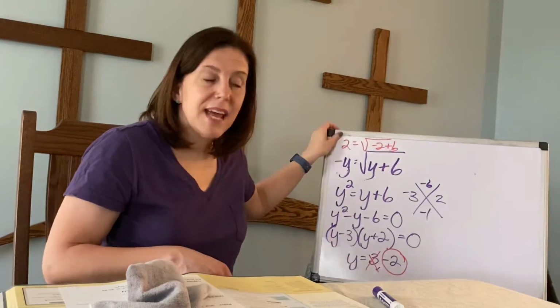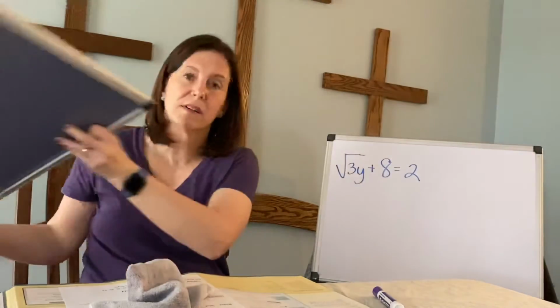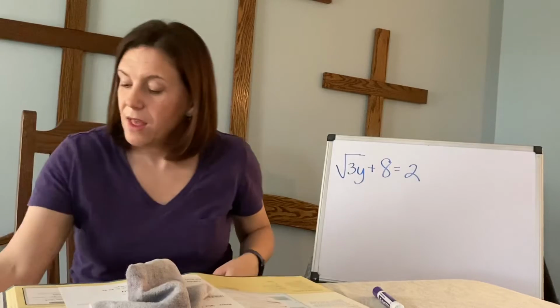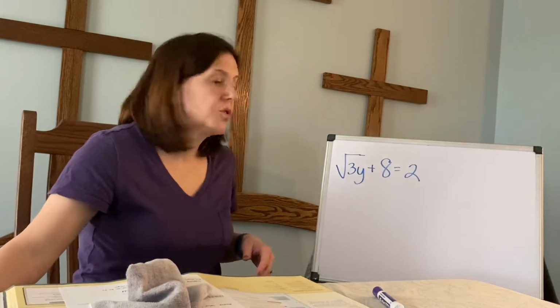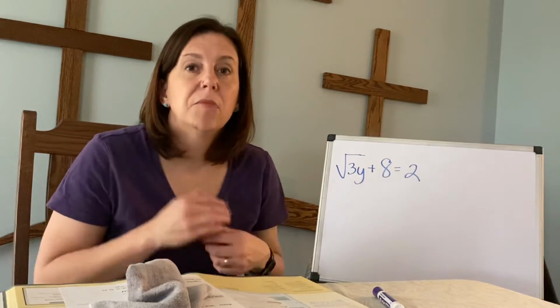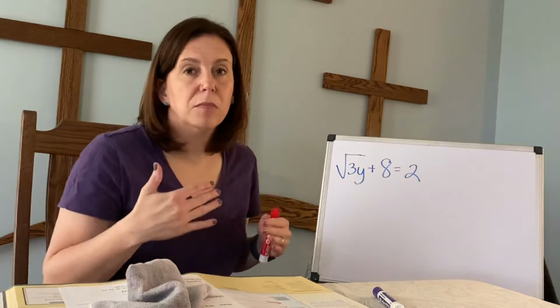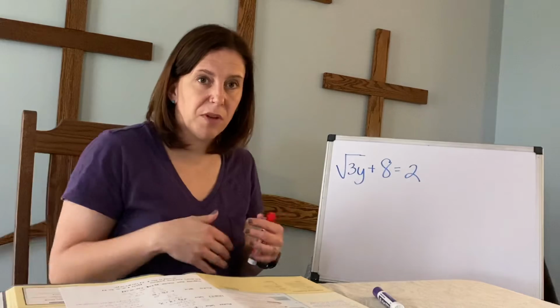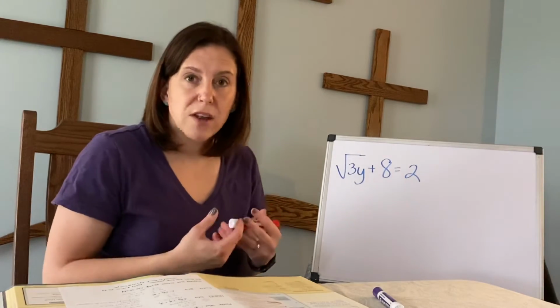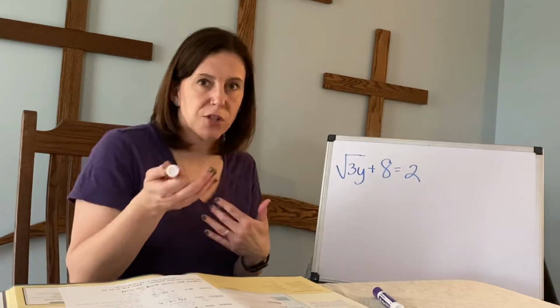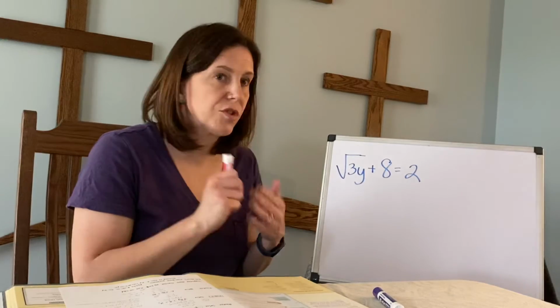Okay, the next example that we're going to go over looks like this. In this problem, I have the square root of 3y plus 8 equals 2. We're going to solve this problem following each of our steps that we've been going over to solve radical equations, and then we're going to check our answer back at the original spot.